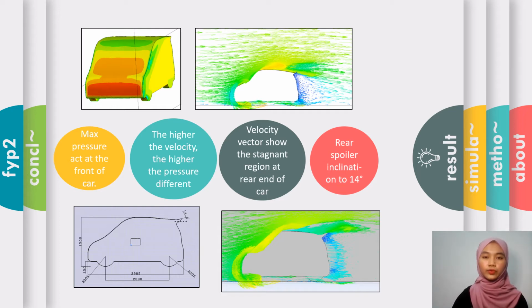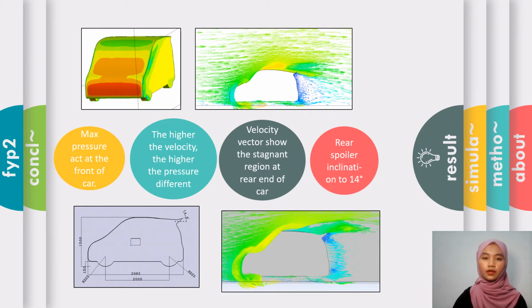In this stage, we didn't consider other front-end components such as the radiator. In actual condition, there are a lot of holes at the front end of the car, which are to cool the engine compartment. Besides, they can also reduce the pressure impact at the front. The results are from 4 different velocities. The higher the velocity, the higher the pressure difference between the rear end and the front end.